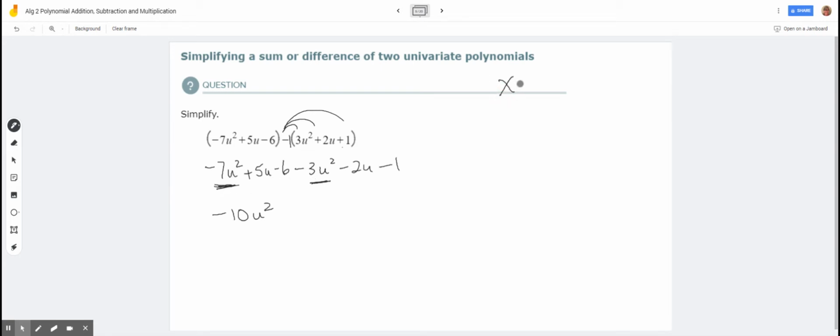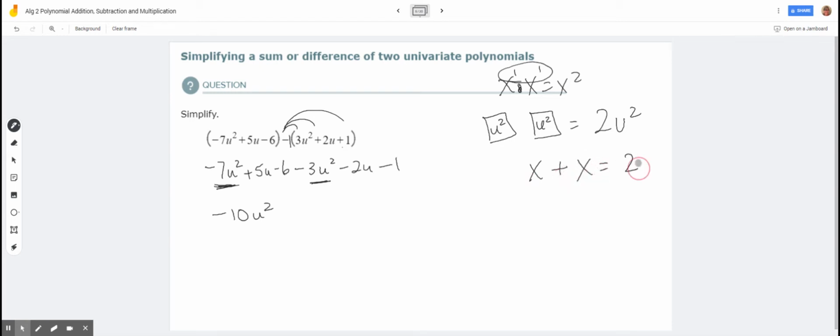Okay, again, let me go back. x times x equals x squared. What do we do? We add the exponents when we're multiplying. We don't add u squared plus u squared to get u to the 4th. We are not multiplying, we are adding. This is literally saying we have a square and we're calling it u squared, and we have another square, u squared. So then we have 2 u squareds. Again, x plus x equals 2x.